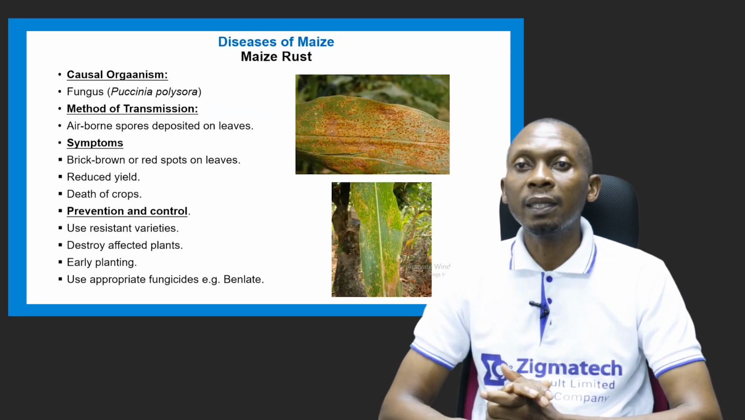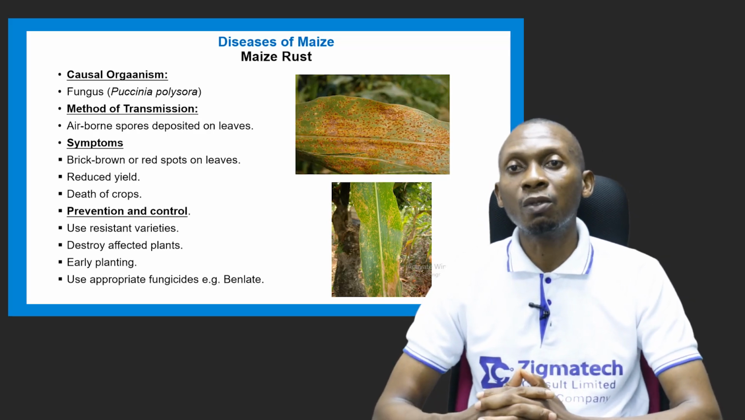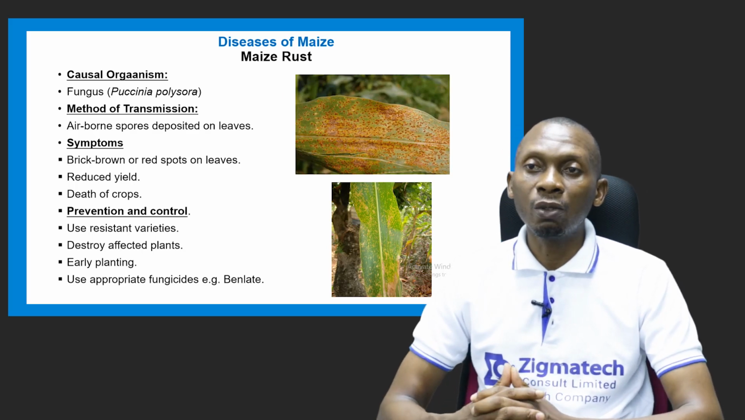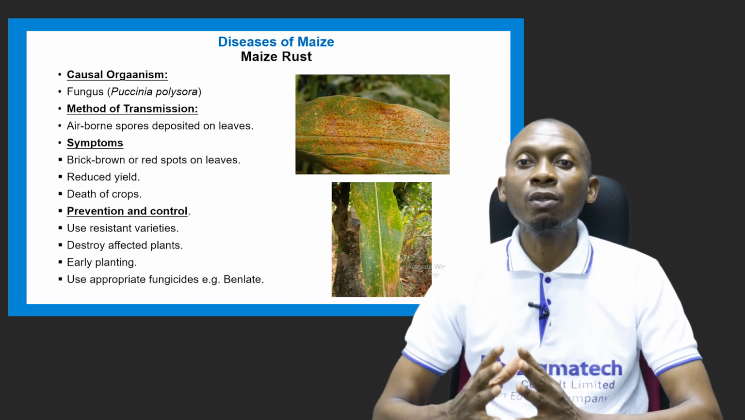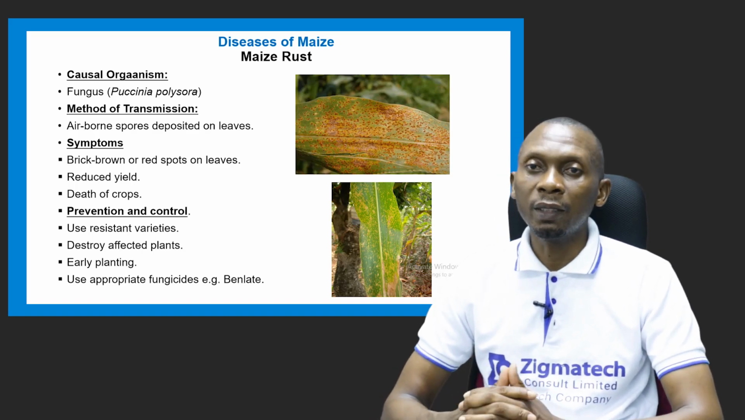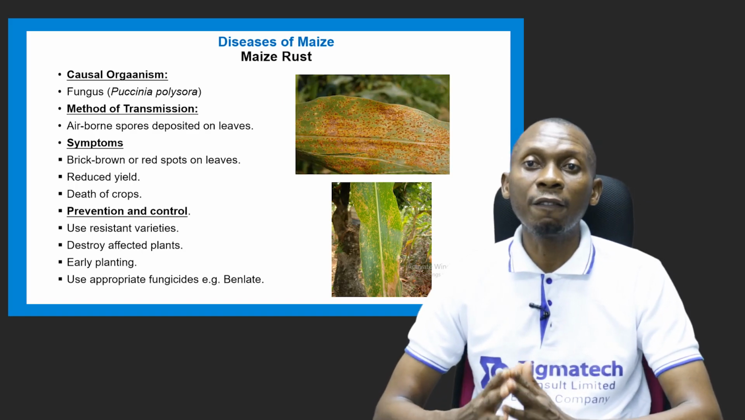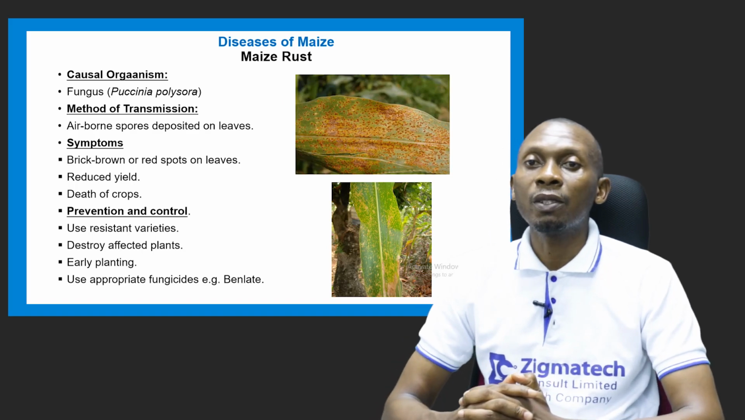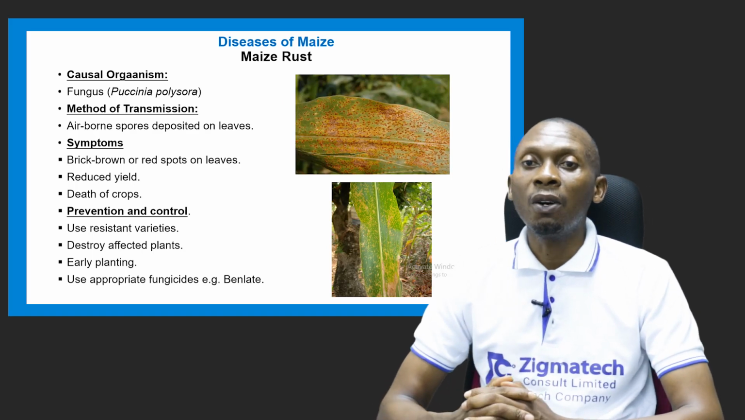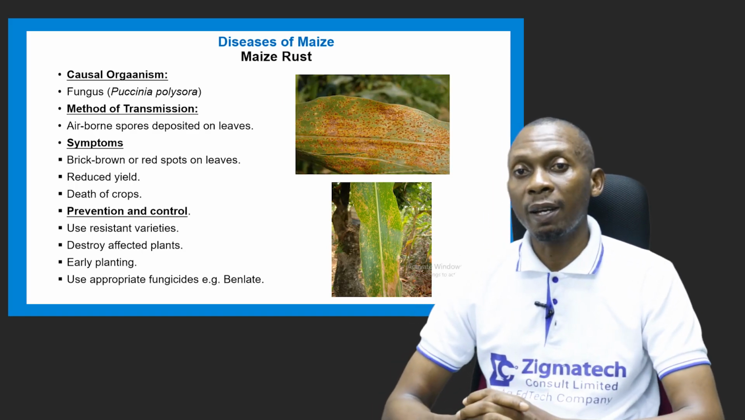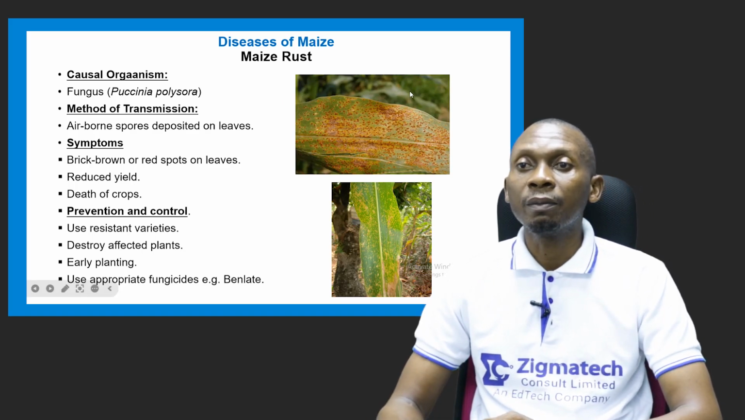We're going to look at these diseases in detail, look at their causal organisms, how they are transmitted, the symptoms they show, and how to prevent and control these diseases. Take a good look at the picture, as it helps to describe these diseases. Maize rust is caused by the fungus Puccinia polypsora and is transmitted by air. Its airborne spores are deposited on the leaves, and the symptoms shown here are brick brown or red spots on the leaves, as you can see in the picture.